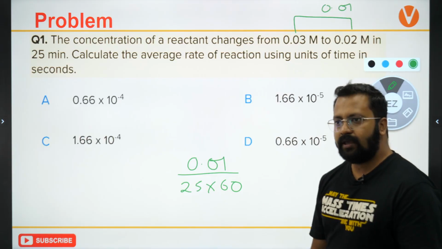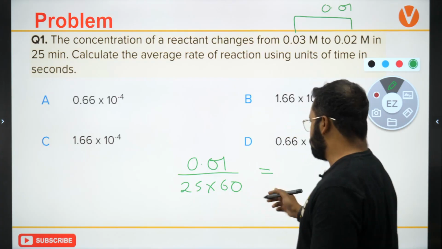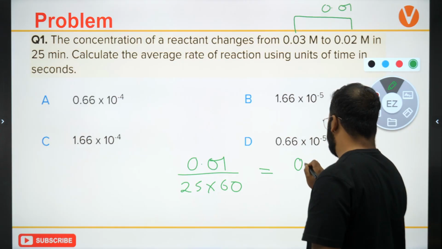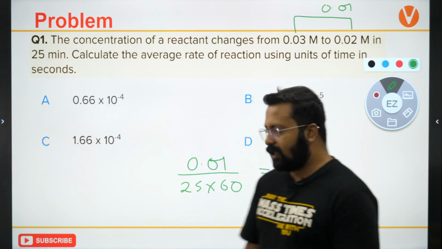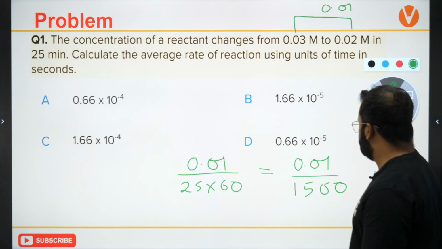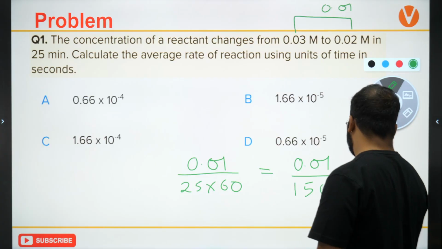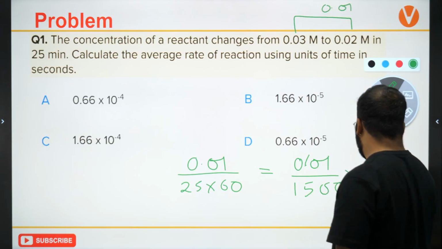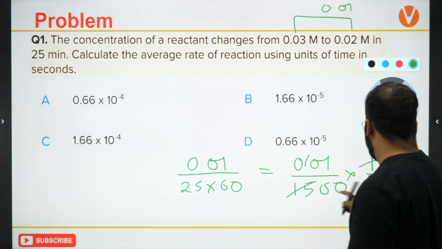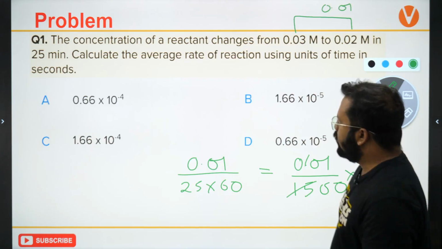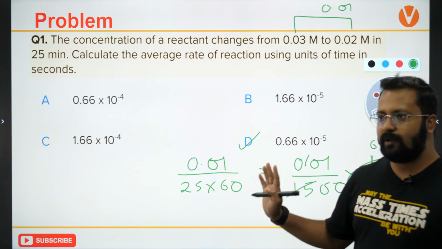The right answer will turn out to be... So 25 times 60 is 1500, I guess. 0.01 upon 1500. Your answer should turn out to be, you can write it as 1 upon 100, write 100 and put another 100 below. So this will become something like 6.6, and this is 666. In my opinion, answer should be D. The answer will not be B, the answer will be D.